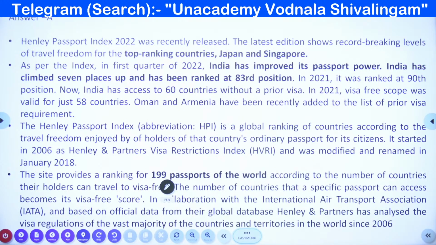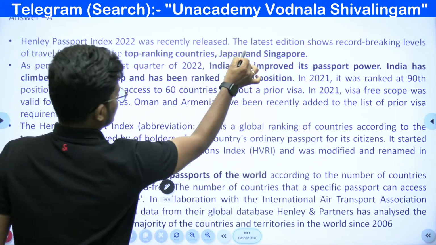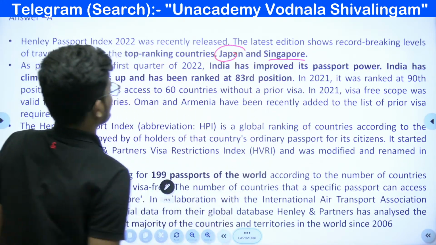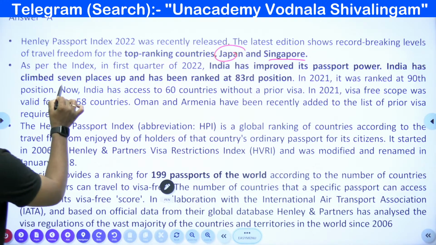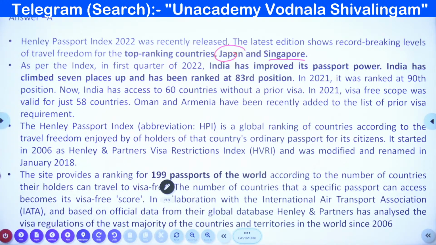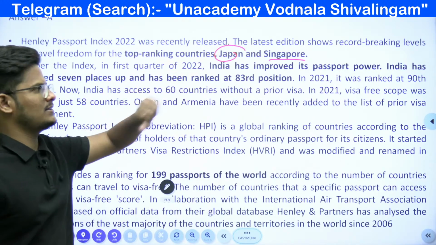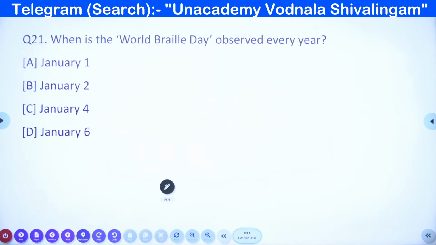The Henley Passport Index has been released. The latest records show that the top ranking countries are Japan and Singapore. India has improved its passport power, climbing almost 7 places. It is the 83rd position now; it was in the 90th position. Now it is 83rd in passport power as per the report.